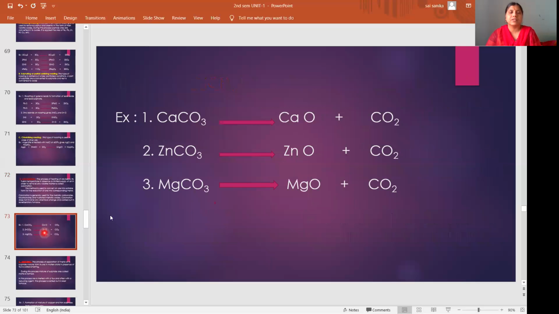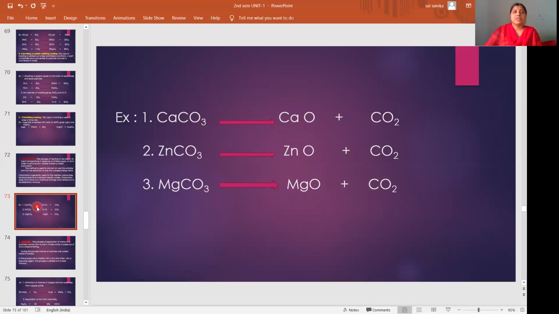So we'll see the equations here. Carbonates: calcium carbonate, zinc carbonate, magnesium carbonate, we are just heating. I didn't write the heating symbol, so on the arrow we can write the heating symbol. When heated, they convert into oxides. Calcium carbonate converts into calcium oxide and carbon dioxide is removed. Similarly, zinc carbonate gives zinc oxide plus carbon dioxide. Magnesium carbonate gives magnesium oxide plus carbon dioxide. Like this with carbonates. If any hydrated ore is there, that water is also removed. Hydrated ore is also calcinated.